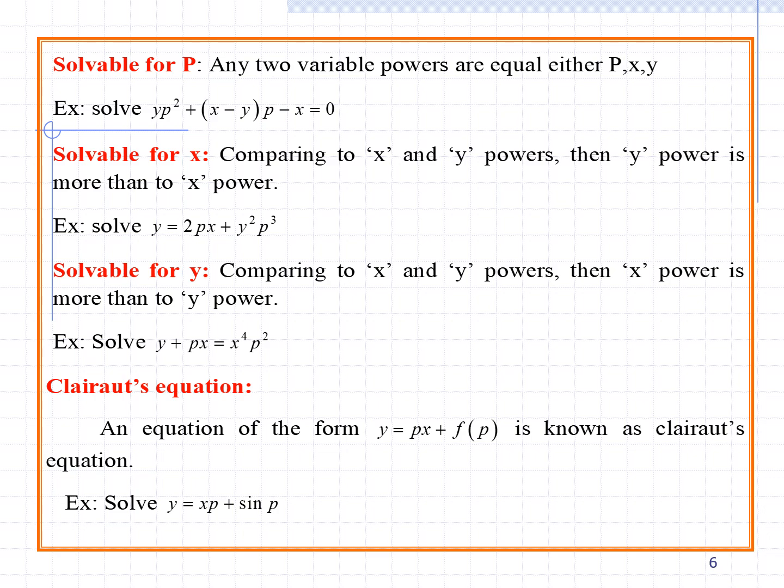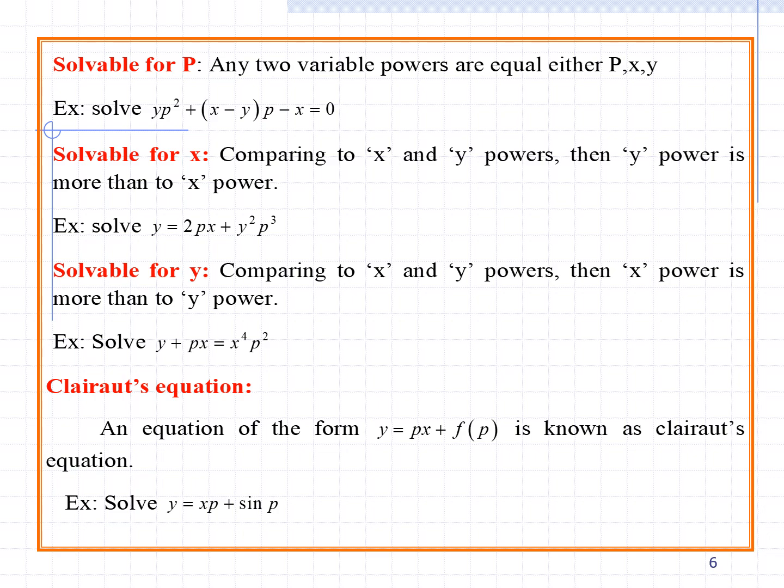Before, I told you these are the four methods: soluble for P, soluble for X, soluble for Y, and Clairaut's equation. Now, how can you identify whether a question is soluble for P, soluble for X or Y, or Clairaut's equation? Before solving, you must identify which type of model the problem is, P, X or Y.